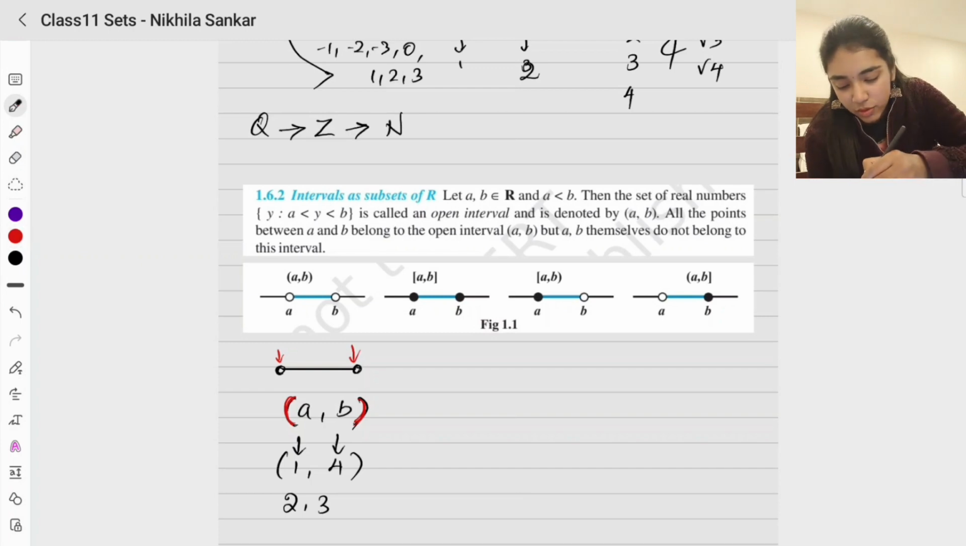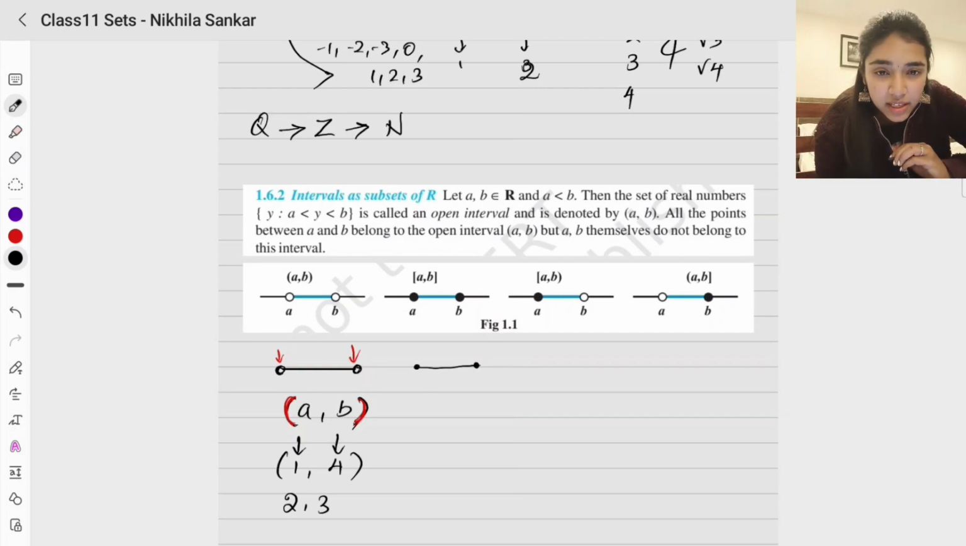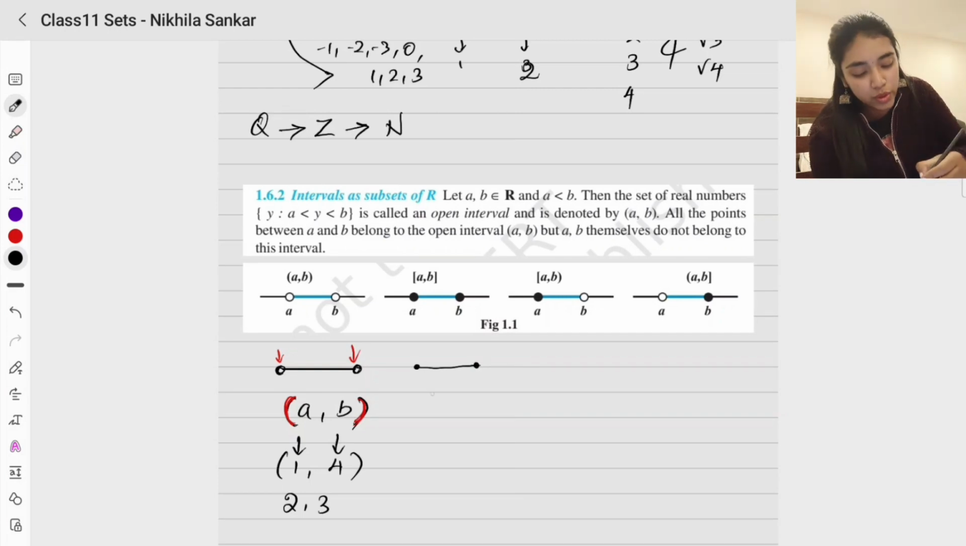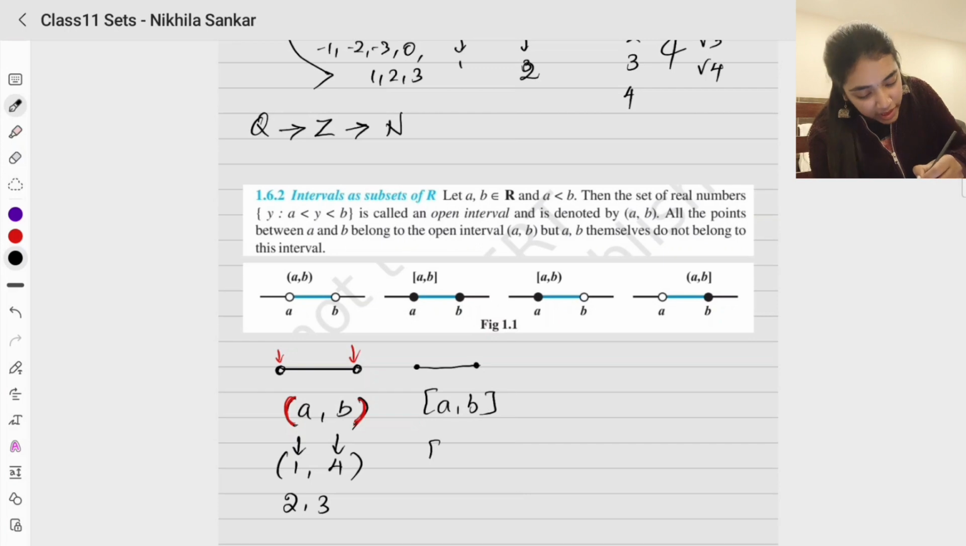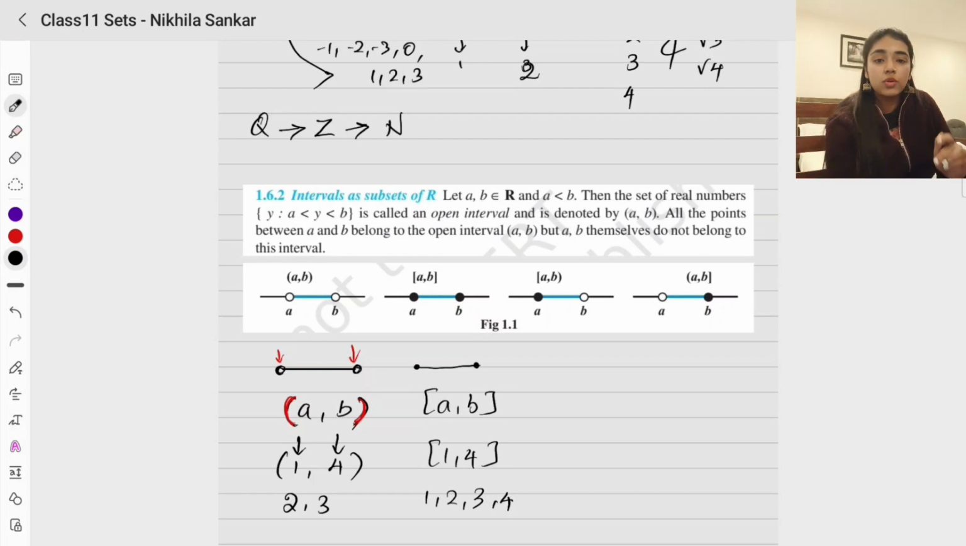Now, what is given next? Next I have a line where I have two darkly shaded circles. That means A and B both are included. So I'll write square brackets. Square brackets are for values which are included. So when I write 1, 4 inside square brackets, it means I have all the values between 1 and 4 and also 1 and 4. 1 and 4 are included.